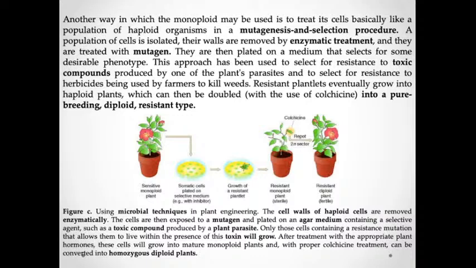So you can use this with plant engineering to produce diploid plants. You have a sensitive monoploid plant, then you take somatic cells out of it and plate them on the selective medium, then you grow a resistant plantlet, leading to a resistant monoploid plant, then you add colchicine, and the addition of colchicine leads to a resistant diploid plant, that is a fertile plant at the end.